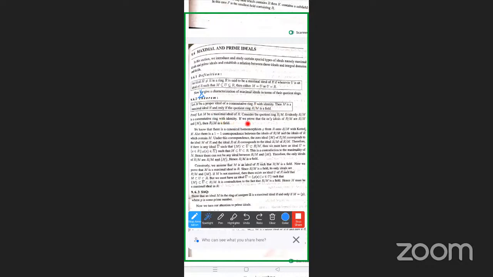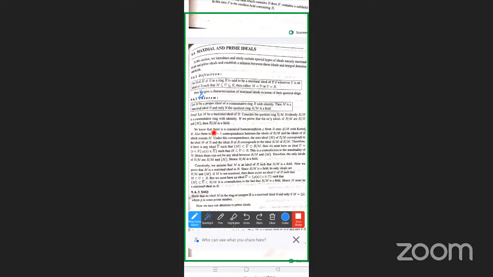So we have to prove that the only ideals of R/M are the zero ideal and R/M itself, and then R/M is a field. So here we have to show that R/M is a field. Okay? If M is a maximal ideal, then we have to show that R/M is a field.